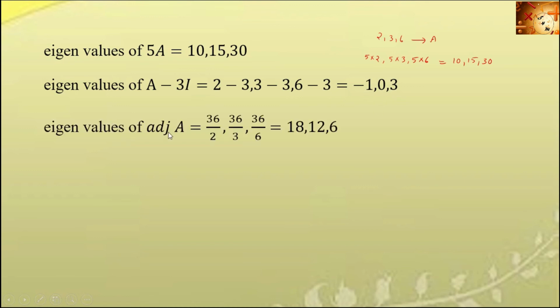Eigenvalues of adjoint of A, that is determinant of A divided by lambda. So 36 by 2, 36 by 3, 36 by 6, that is 18, 12, 6. So these are the eigenvalues.